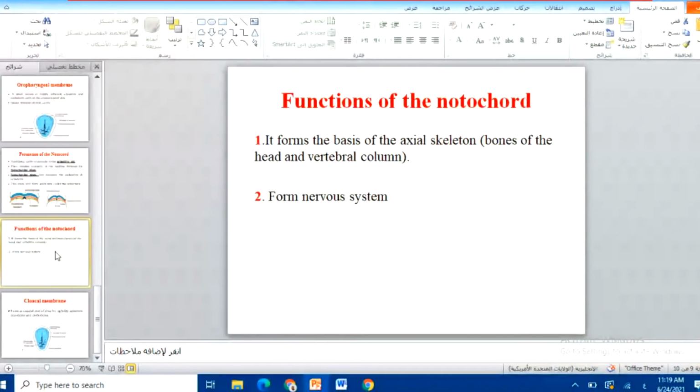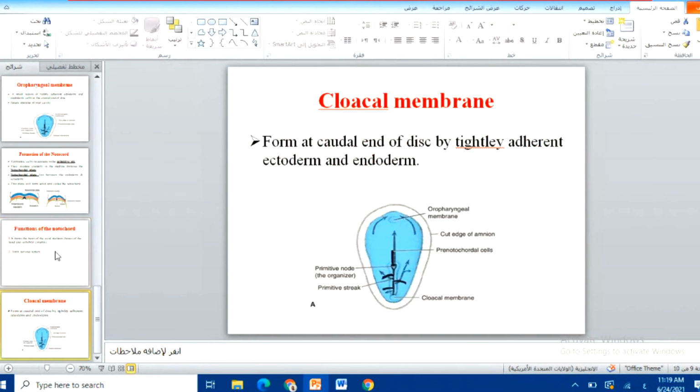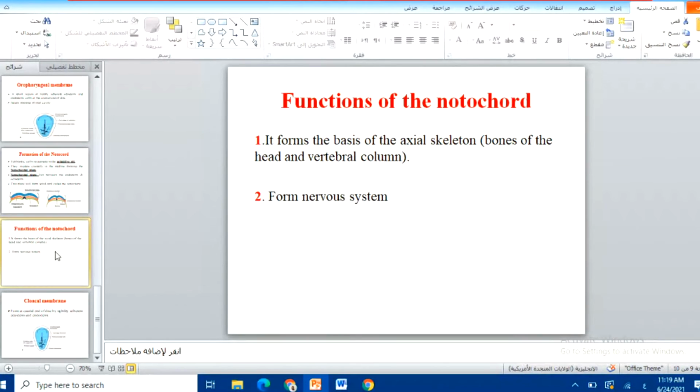The function of the notochord is that it will be the basis of the axial skeleton. Okay, I mean the bones of the head and vertebral column, and it also helps in the formation of the nervous system. So the formation of the notochord will induce the formation of the nervous system.